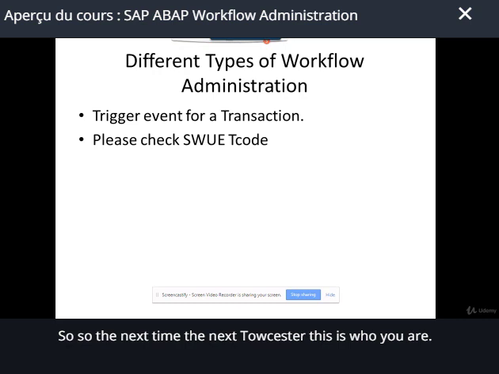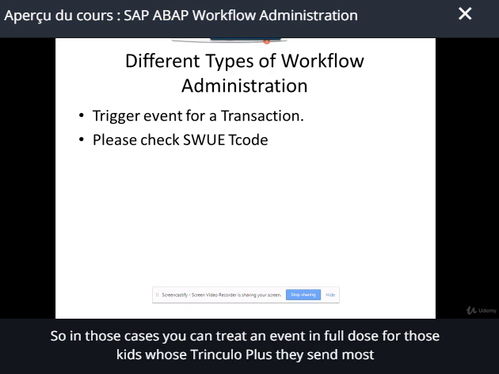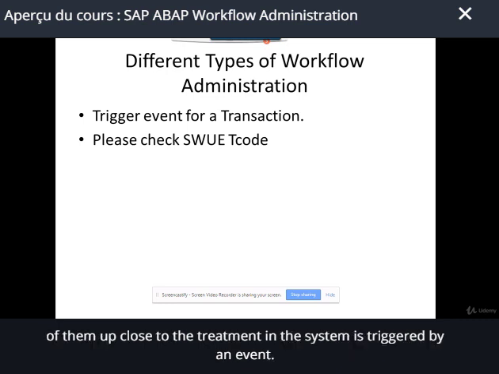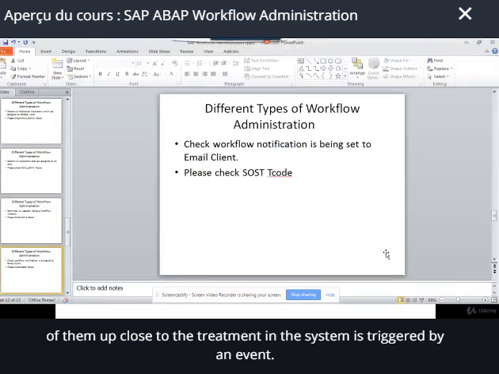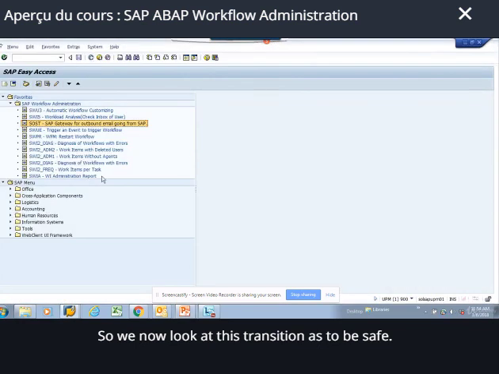So the next task that we have is the SWUE code. So lots of times it happens that we created a purchase order and there was some error and the event didn't get triggered. So in those cases we can trigger an event. Okay, for those cases to trigger a workflow, as I said, most of the workflows that are triggered in a system are triggered by an event. Okay. So let me just now go to this transaction code SWUE.